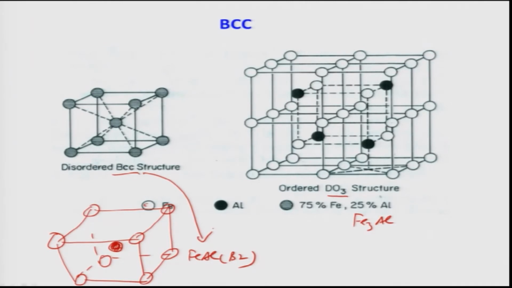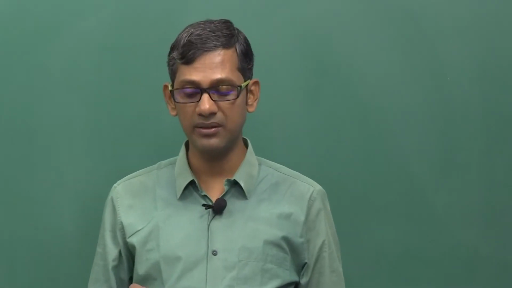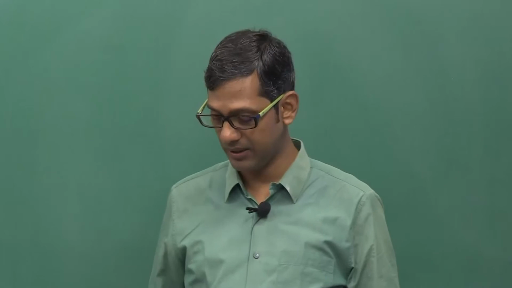A similar thing can also happen elsewhere. Let me tell you that in the copper zinc system such a transformation also happens. The disordered BCC structure goes to an ordered B2 structure. In copper zinc, in the BCC unit cell each and every position is an average, but in the ordered B2 structure the corner atoms are occupied by zinc atoms and the central atoms are occupied by copper. So, there is a segregation of the atoms to specific positions of the unit cell.